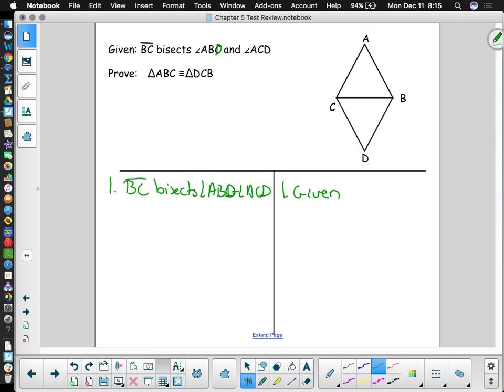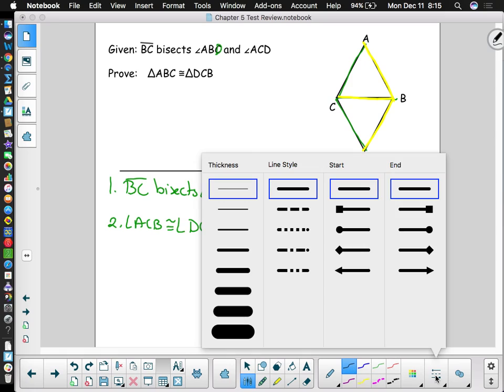Okay, so angle ACB is congruent to what? No. It says this is bisecting this angle, ACB and DCB. Okay, and that's definition of bisect. But it's also bisecting this angle, isn't it? It's bisecting both angles. So what do we get for that?